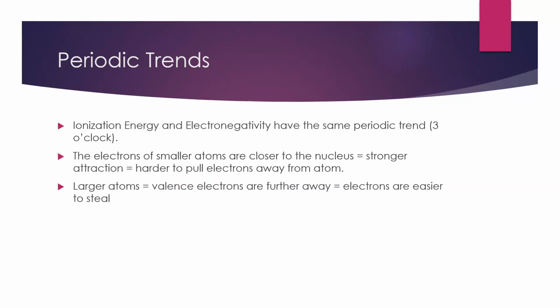As I already mentioned, ionization energy and electronegativity have the same periodic trend, 3 o'clock. This is because the electrons of smaller atoms are closer to the nucleus, with stronger attraction, and that makes them harder to pull away. For larger atoms, their valence electrons are further away, and that makes them really easy to steal. So that's why atomic radius is a different trend than electronegativity and ionization energy.